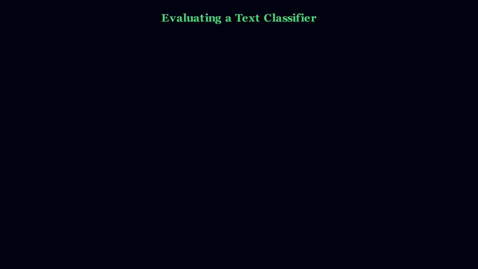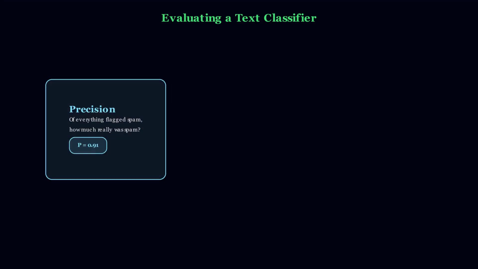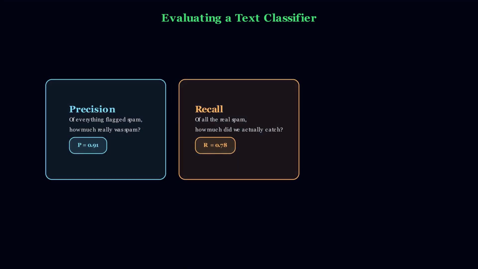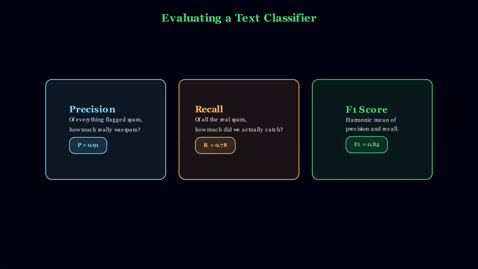Evaluating a text classifier. Accuracy, percent correct overall, but misleading on imbalanced data, like 95% ham, 5% spam. Precision, of everything flagged as spam, how much actually was spam? Recall, of all the real spam, how much did we actually catch? F1 score, the harmonic mean of precision and recall, one number that balances both.